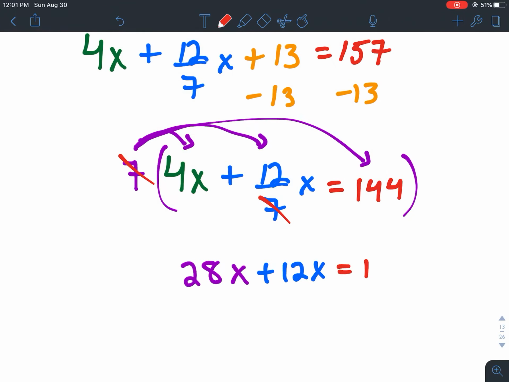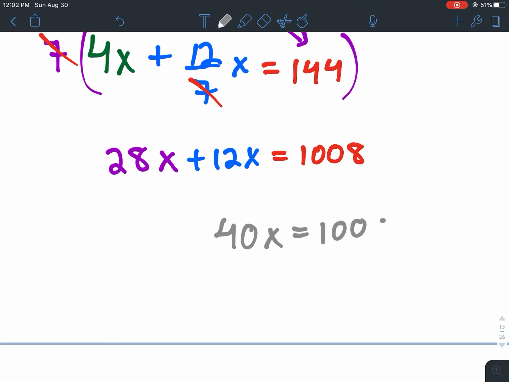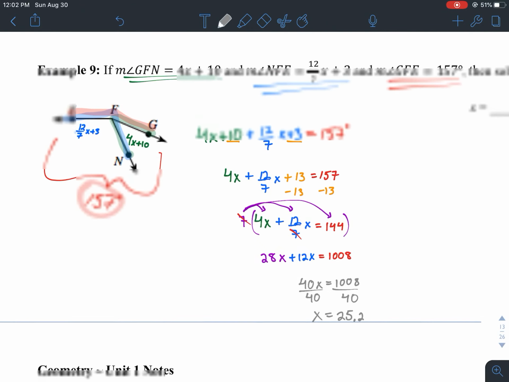And then equal to 1008, because we also have to multiply 144 times 7. Now that looks much simpler. We can solve that. We can say 28 plus 12 is 40x now, equals 1008. Divide both sides by 40. X equals, if I remember correctly, 25.2. We solved for x.